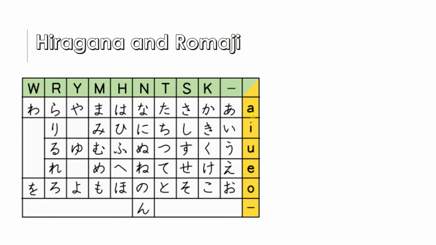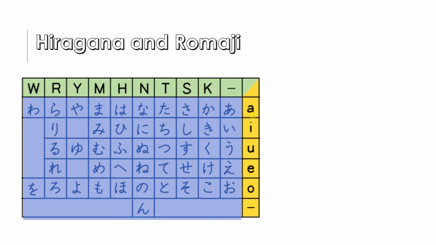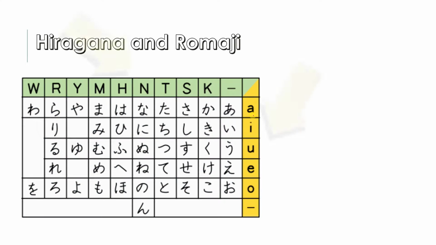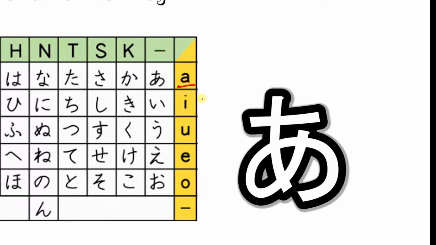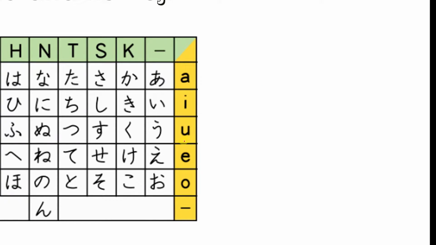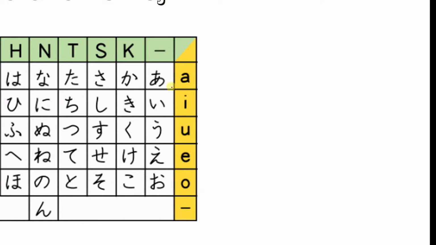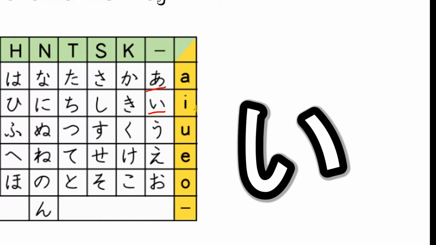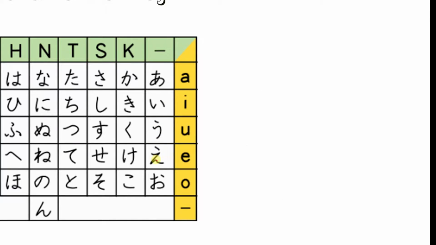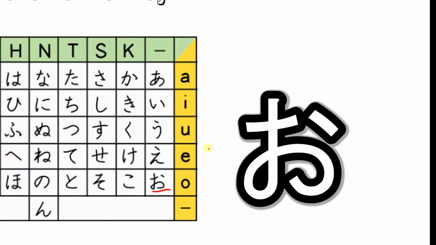In Japanese, the vowels are much more straightforward. Here is a chart of hiragana and romaji. The Japanese vowels are on the far right of this chart. You can see them written in romaji and in hiragana. They are a, i, u, e, o. Again, that's a, i, u, e, o.